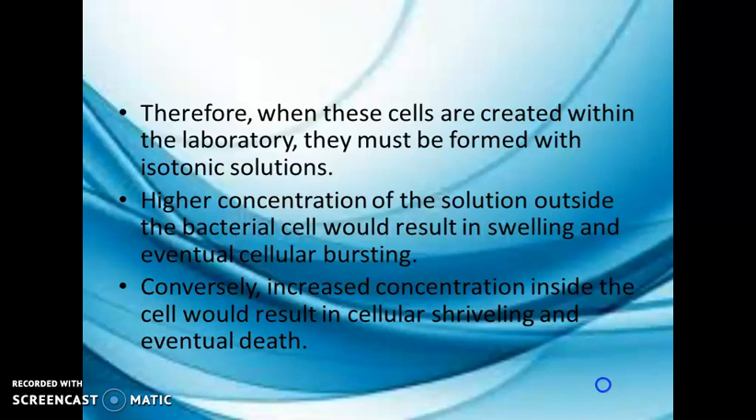Therefore, when these cells are created within the laboratory, they must be formed in isotonic solution. Why? Because if there is a higher concentration of solution outside, this point we have discussed in the previous slide. Once more I am discussing why these structures are formed within the isotonic solution. Isotonic means the concentration outside the cell and inside the cell is the same. Otherwise what happens? If the higher concentration of solution is outside the bacterial cell, this may result in swelling and eventual cellular bursting. Whereas when the concentration inside the cell is more, this may result in cellular shrinkage.